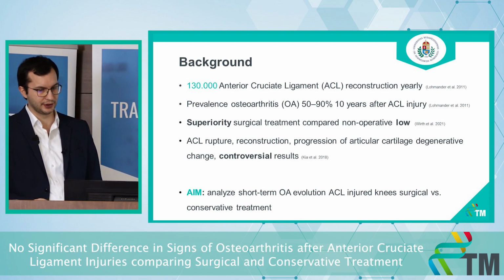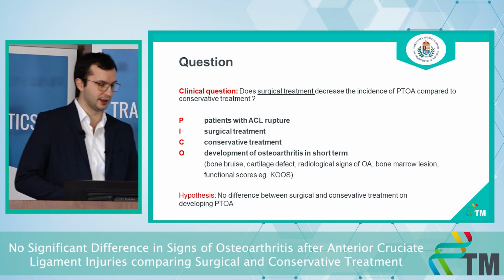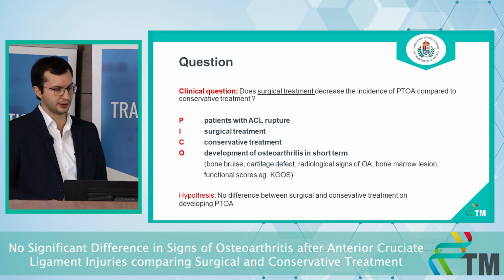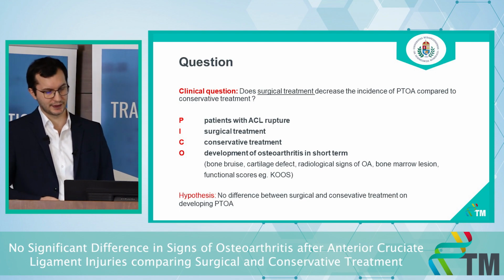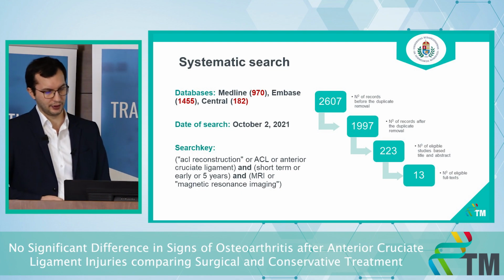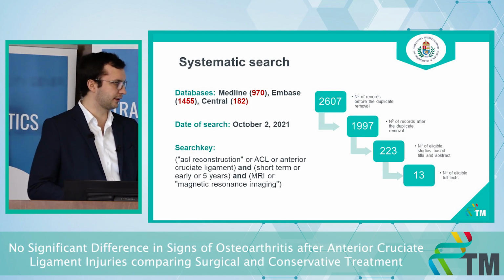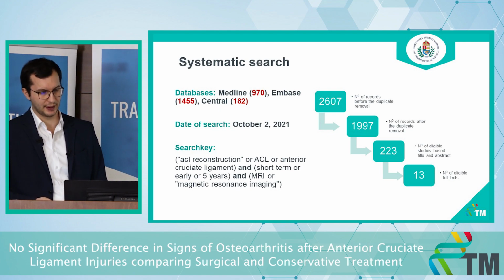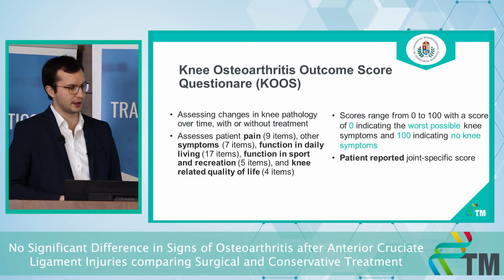Our aim was to analyze short-term osteoarthritic evolution, surgical versus conservative treatment. Our patient population was the patients with ACL rupture, and we compared surgical and conservative treatment, and our outcome was about to see the development of osteoarthritis. Here you can see we made a search key and we found more than 2,000 articles, and 13 articles were synthesized by us.